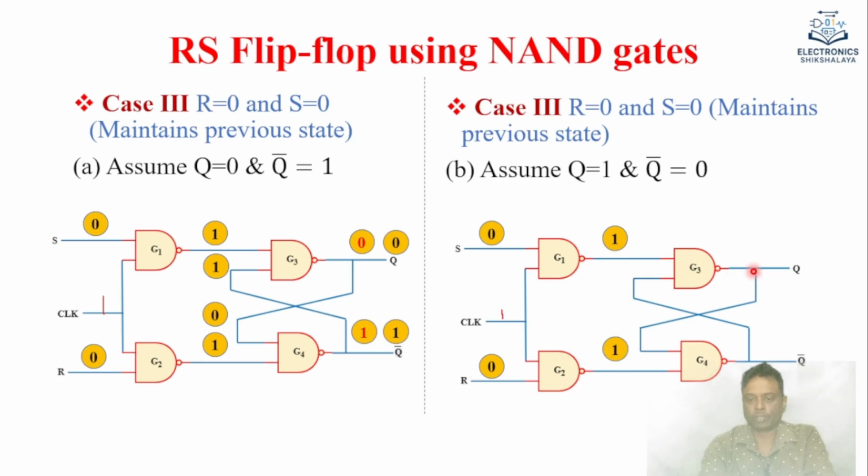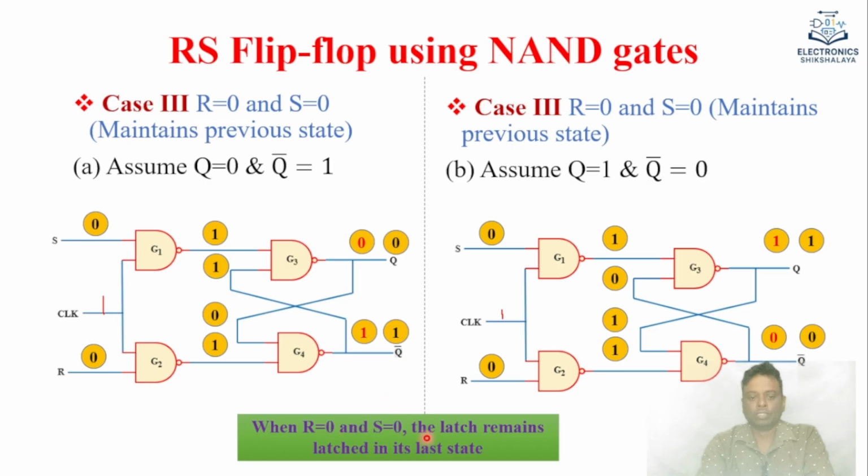So then we are assuming that Q equal to 1 and Q bar equal to 0. So this Q is connected to the input of G4, and Q bar is connected to the input of G3. So G3 has the input 1 and 0, output equal to 1. Similarly, G4 has the input 1 and 1, the output equal to 0. So in both cases, it matches our initial assumptions. That is why we can say it maintains the previous state, or we have the no change condition here. So when R equal to 0 and S equal to 0, the latch output is in the last state, or it is the no change condition.